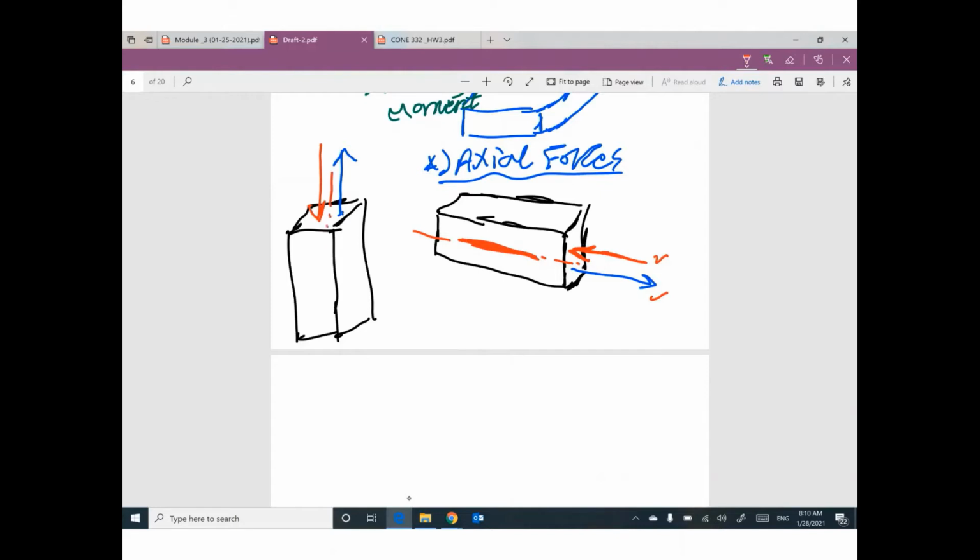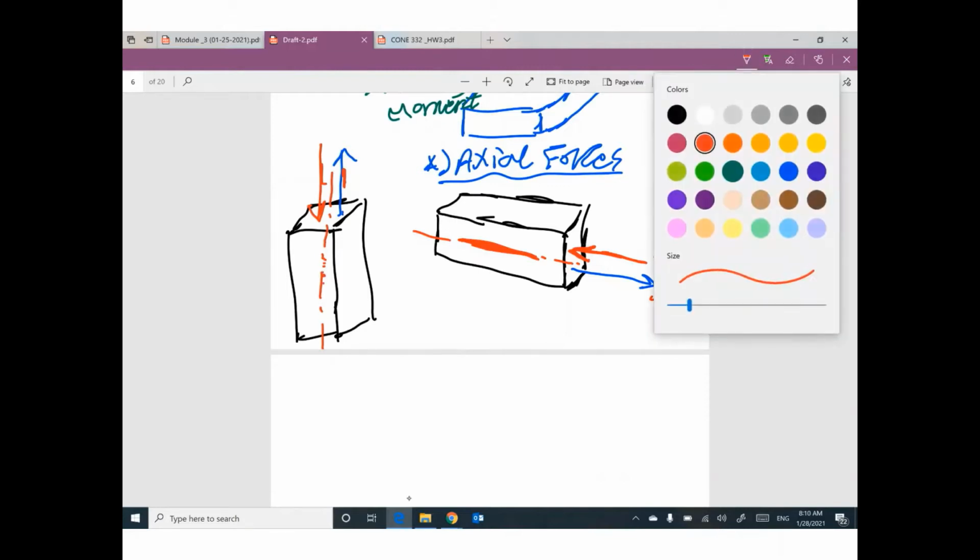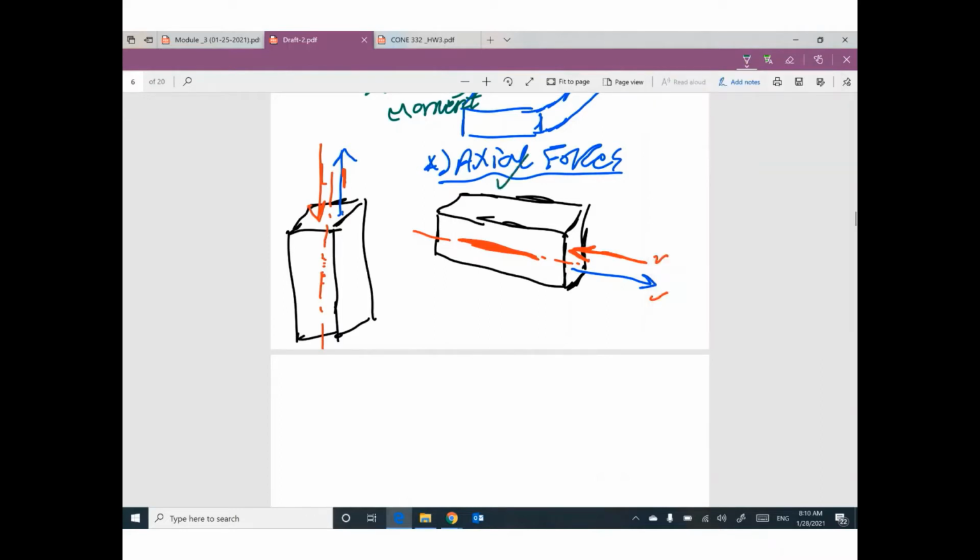Here is the axis for the member. This force or this force is parallel to the axis of the member, or parallel to the member. These forces will cause axial force. If the force is pushing, it will be compression, which is negative. If the force is pulling, it will be tension, which is positive.